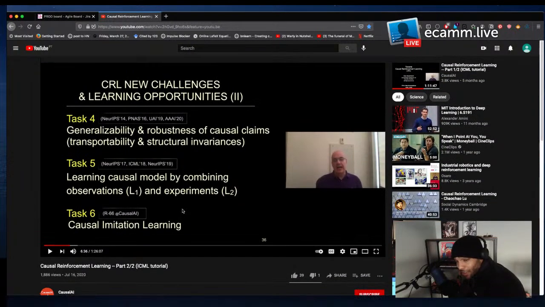And so, learning a causal model. Oftentimes we might believe that the agent starts with a model, but why not have the model improve? Why not have the agent improve their model over time? And then finally, causal imitation learning.